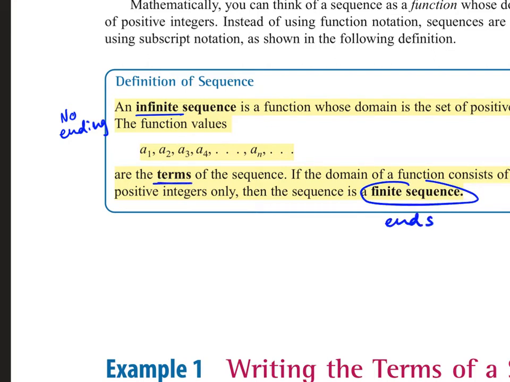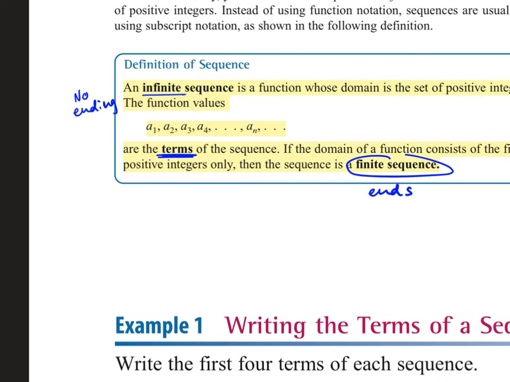The terms of a sequence are the numbers that we get. So a1, a2, a3 would be like term 1, term 2, term 3, term 4. If we had a sequence that was like 2, 4, 6, 8, this would be term 1, term 2, term 3, term 4. So those are the terms.